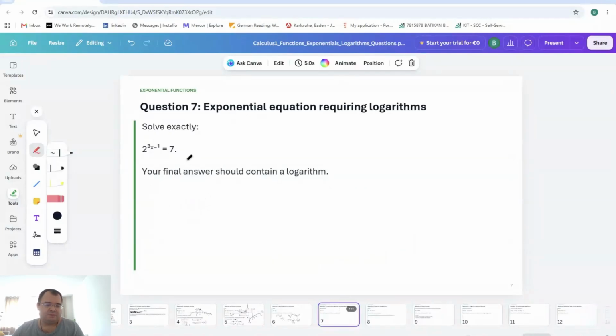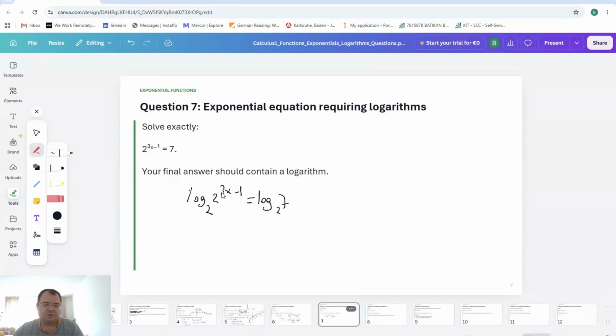And for this one, since this is not something like 8, 16, 32, 64, etc., we are required to take the logarithm of both sides to leave this x alone. So if you take the logarithm base 2, log base 2 of 2 to the 3x minus 1 equals log base 2 of 7.